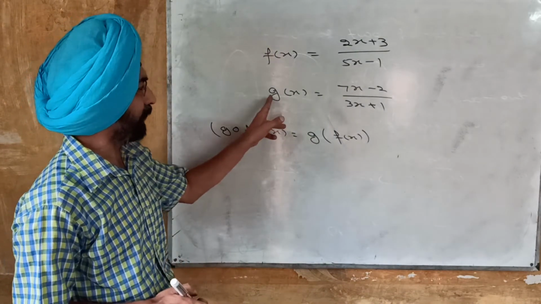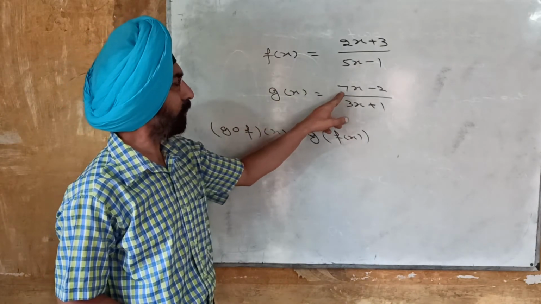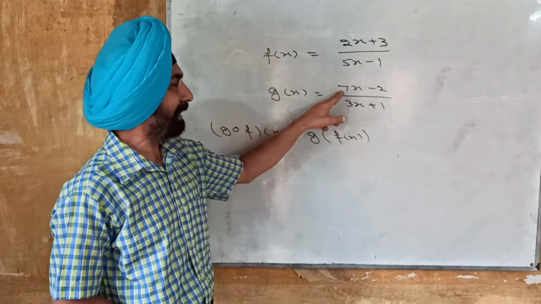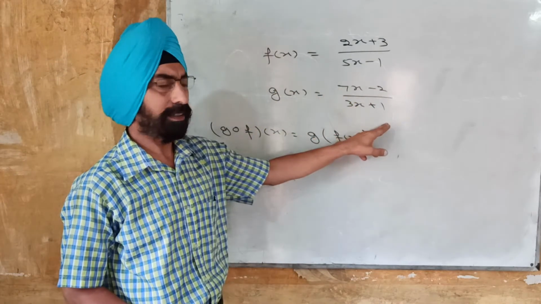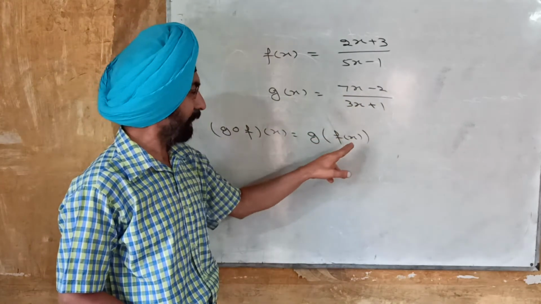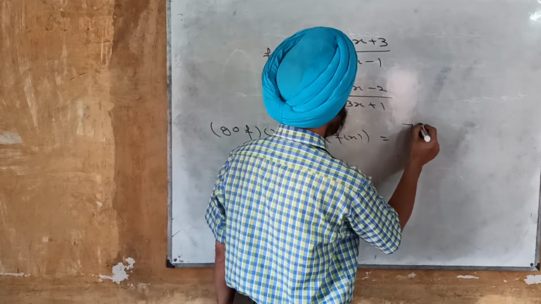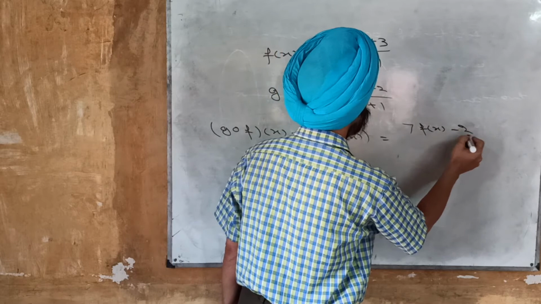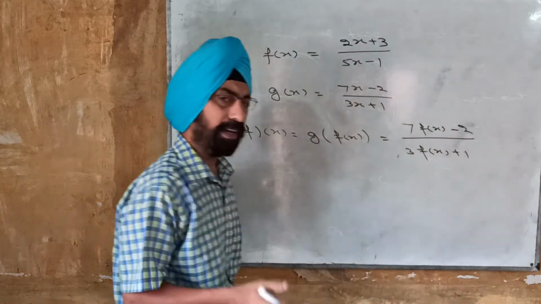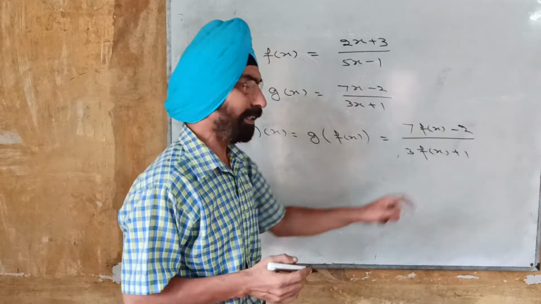You know g(x) is (7x minus 2) upon (3x plus 1). g(y) will be (7y minus 2) upon (3y plus 1). g(p) will be (7p minus 2) upon (3p plus 1). g(m) will be (7m minus 2) upon (3m plus 1). In the same lines, g(f(x)) will be equal to (7 f(x) minus 2) upon (3 f(x) plus 1). And now substitute the value of f(x) at these two places.